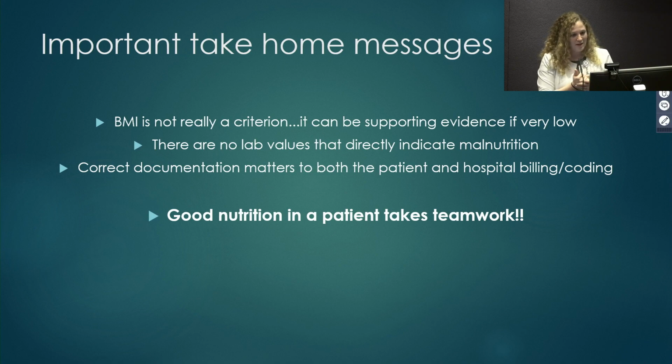So that brings us kind of to the end of our presentation here, really our important take-home messages. I have them here. So BMI, not a huge criteria. Really, anybody of any size can become malnourished. We do use that BMI as supporting evidence if it is very low. The lab values, again, there aren't really any that directly correlate or directly indicate malnutrition, more supporting factors. Correct documentation matters to both the patient and the hospital. And really the biggest one that I want everybody to take away is that this is teamwork. It takes a village, like Jolene said, and the more people getting involved with somebody's nutrition status, probably the more successful it's going to be.